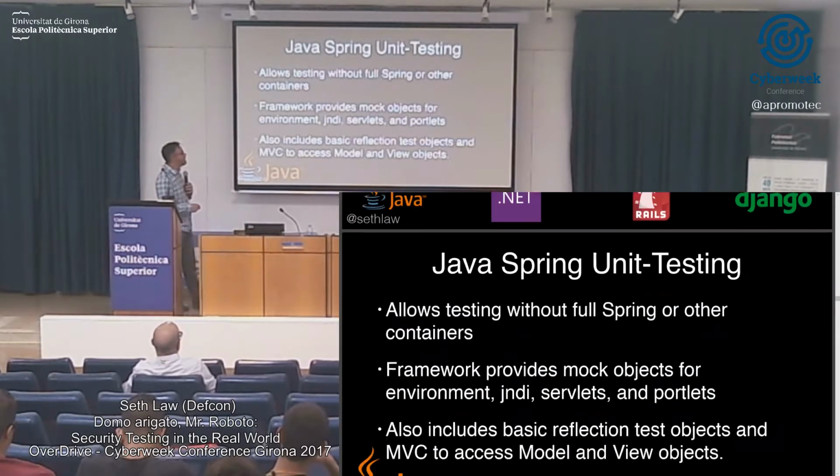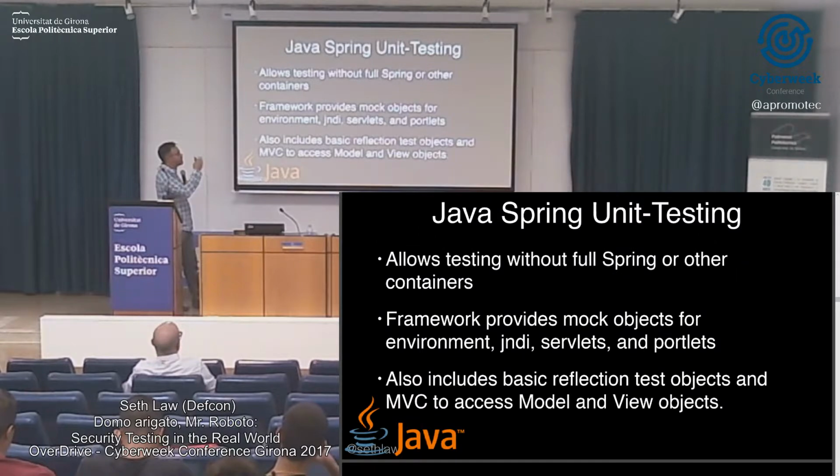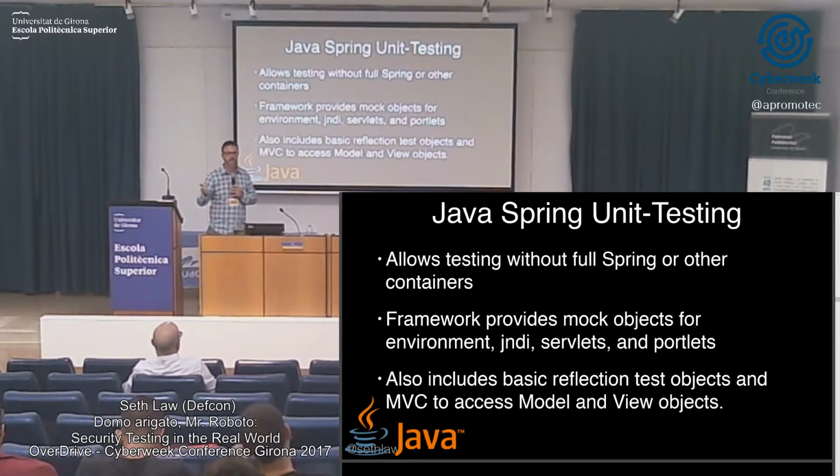Java Spring allows testing without full Spring or other containers, and that's an example we'll look at here in a minute. The framework provides mock objects. You're able to stand something up, create objects in it, and test those objects to make sure they are what you expect. It also includes basic reflection tests and access to MVC, the model view controller, basically the full application.